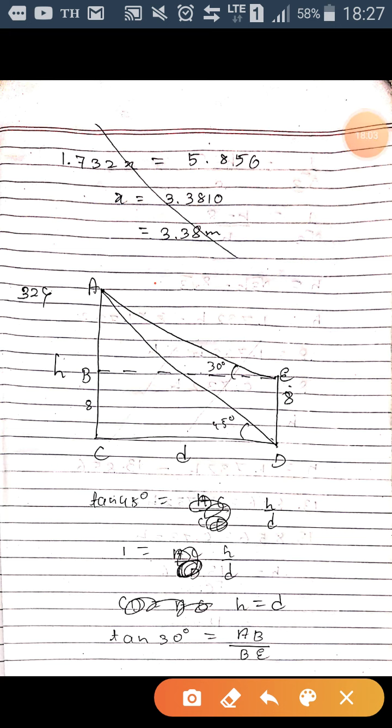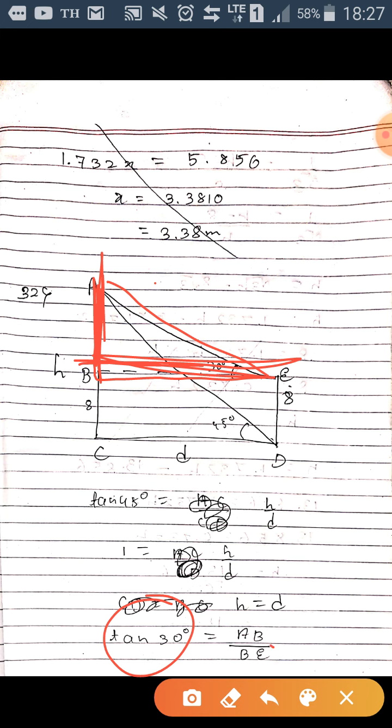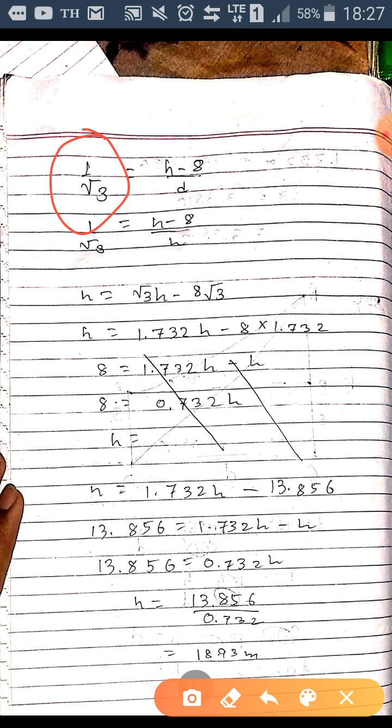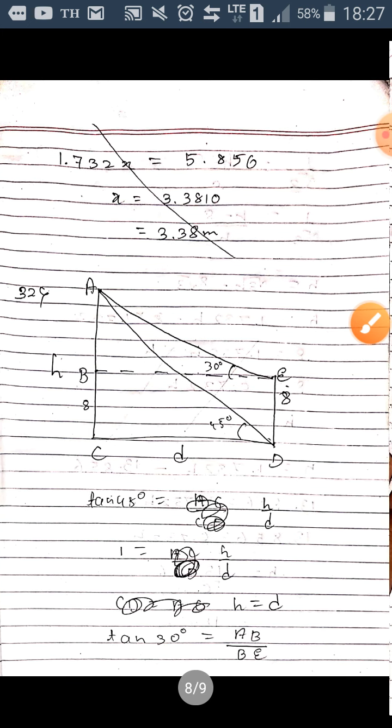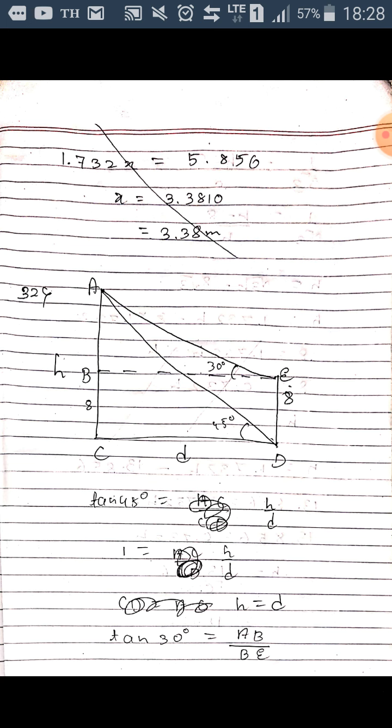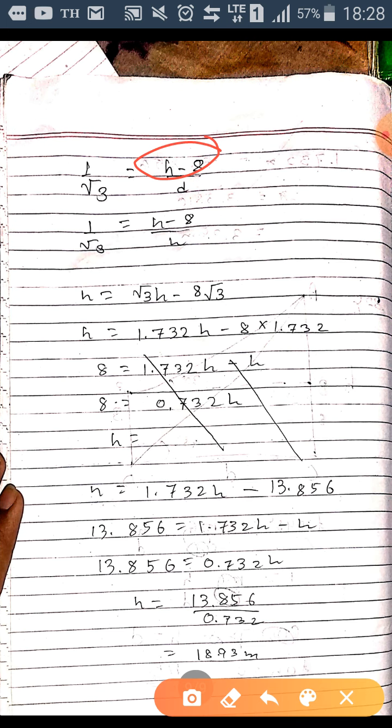Next, now we look at this triangle, where I write tan 30 degree is equal to AB, which is the perpendicular, by BE, which is the base. Now coming to the next page, tan 30 degree is equal to 1 by root 3. And how much is AB? This whole thing is h, and only this portion is 8. So how much will this remaining portion be? This will be h minus 8.